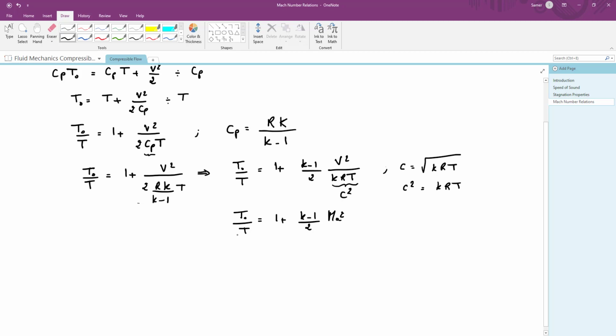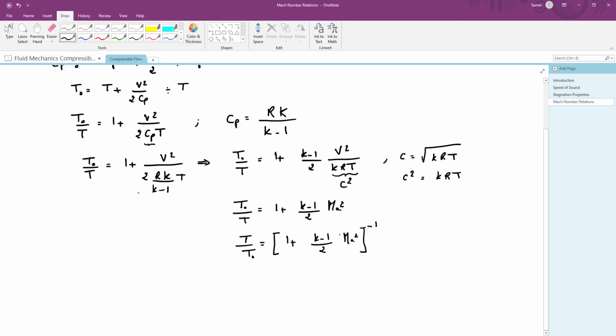However, I prefer to put the temperature in the numerator instead of the denominator, because in this way the temperature will be directly proportional to the expression on the right. So let's compute the inverse of both sides. We'll have T over T naught is equal to 1 plus k minus 1 over 2 Mach number squared to power minus 1. Now you should know from this expression that when the Mach number increases, the temperature of the ideal gas should decrease. You can use this expression, for example, if you know the value of the Mach number, to calculate the temperature for this ideal gas.